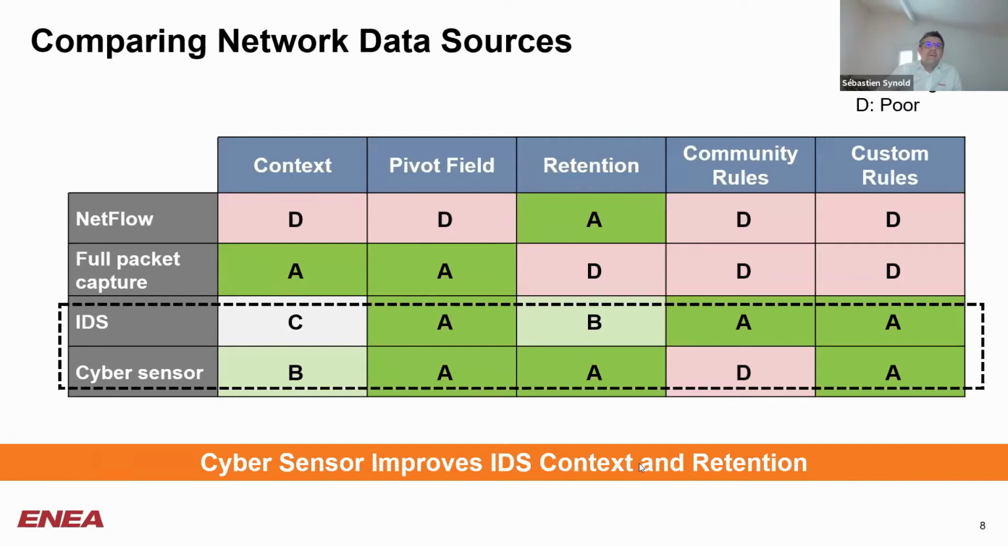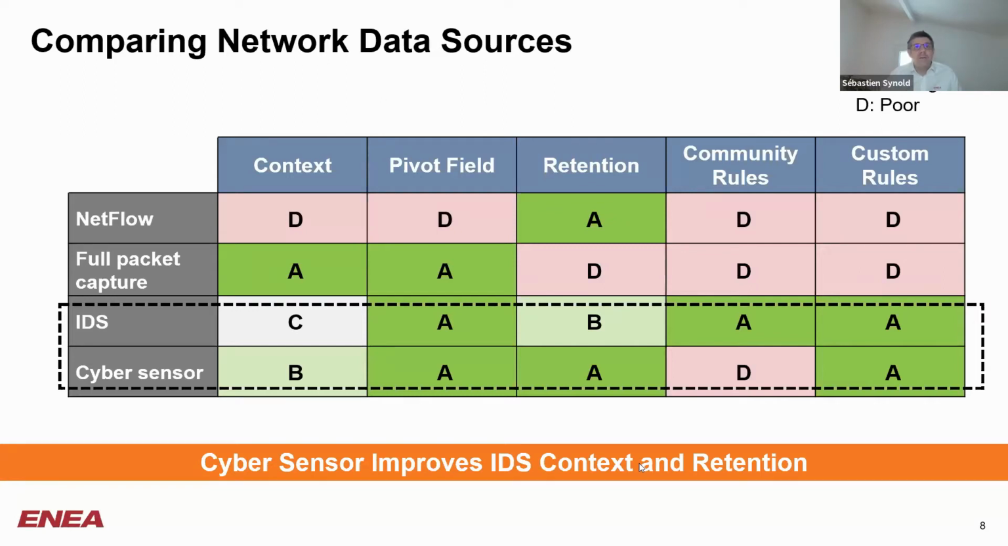Let's compare here the different network data sources that are available today. As a criteria for this comparison, first we're going to use the context. So the context means the level of information provided by the data source. Then the second column is the pivot field, which is the ability to correlate information together from all those different sources. The third column is the retention period, resulting from the volume of the information generated by the data source.